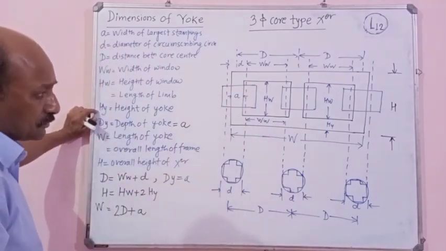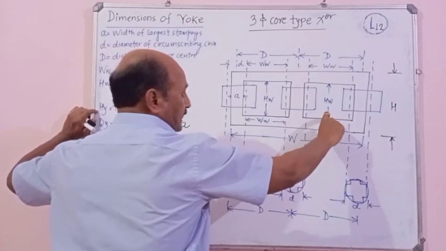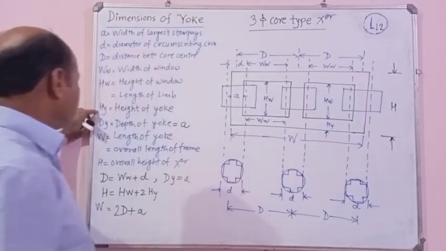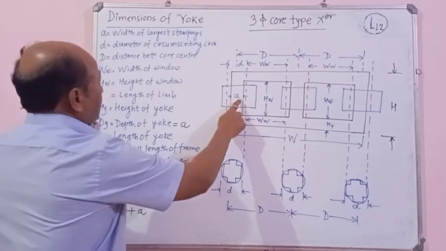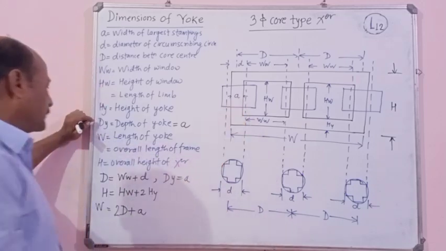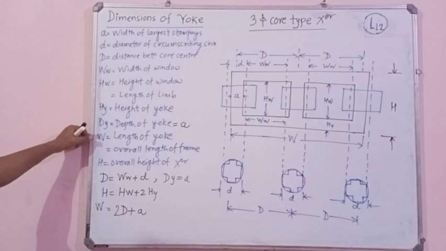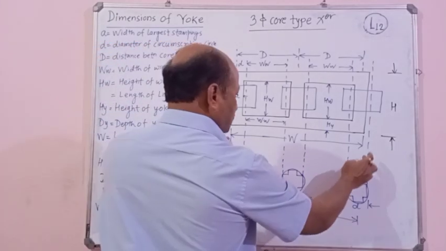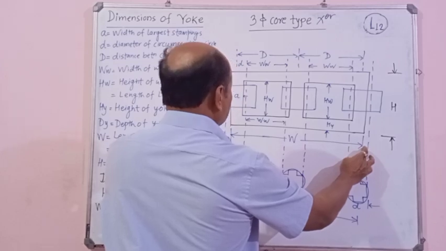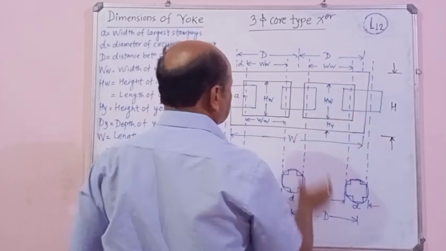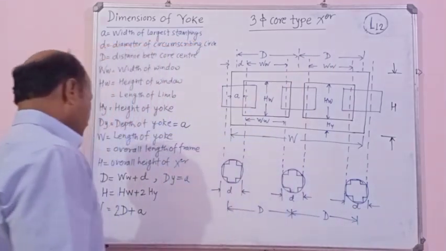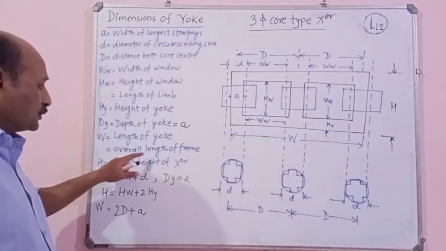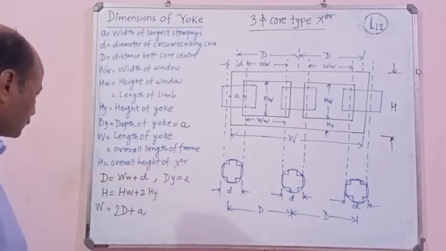Then height of the yoke. So this is the height of the yoke. And what is the depth of the yoke? Depth of the yoke is nothing but the A, that is the width of the largest stamping. Then W, the capital W equals length of the yoke. So this one is nothing but the length of the yoke. So length of the yoke W consists of capital D, half of the A and half of the A. That is also called the overall length of the frame.